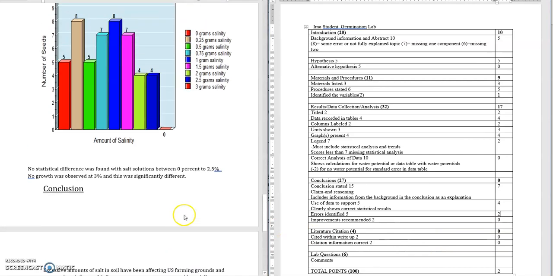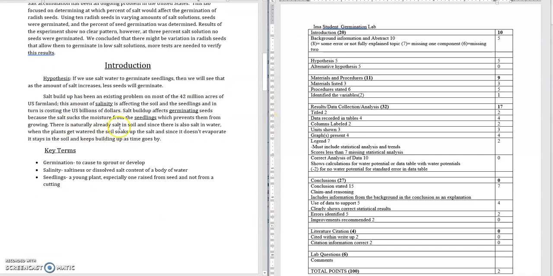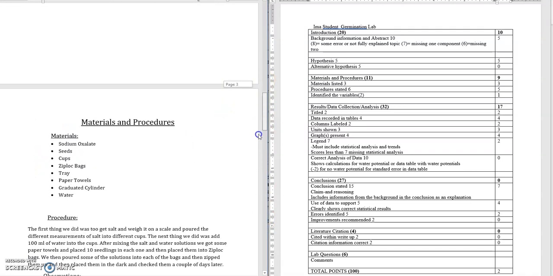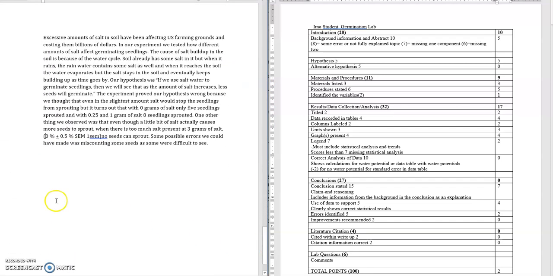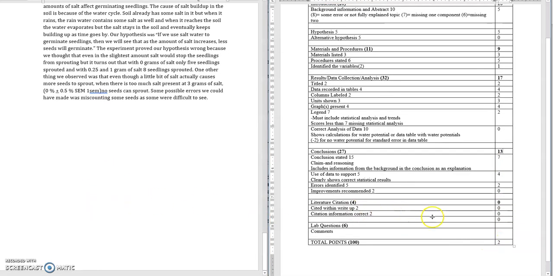Now I noticed in the introduction there were no references to where they found this information about germination or their background, and there's no citation here. I would give you 0. For the conclusion, we added up 6, 13, and then finally the lab questions. And so there are no lab questions. They would get 0.